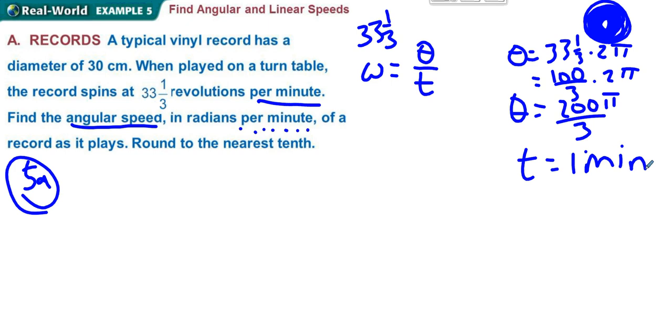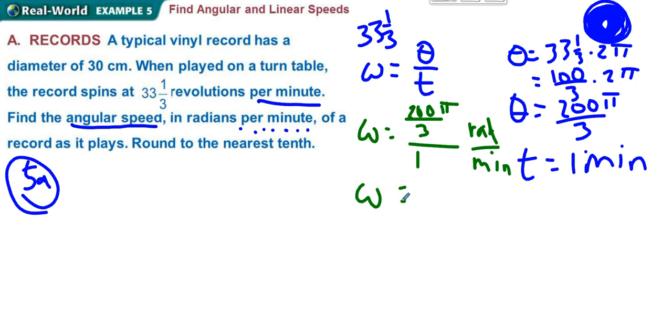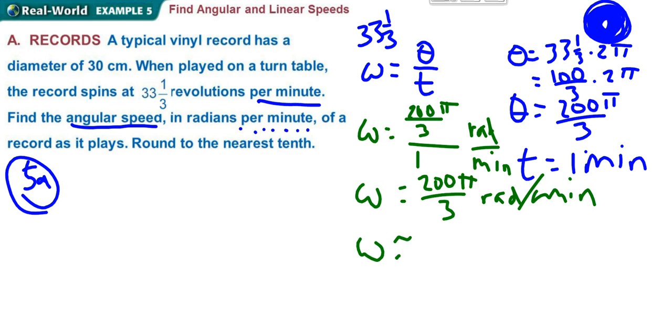Omega equals theta, which is 200 pi over 3 radians per 1 minute. If I want to label that radians per minute, I'll write that little fraction in there as well. So omega is equal to 200 pi over 3 radians per minute, and it's approximately, when we do that division or multiplying, 209.4 radians per minute. We'll leave that as is.